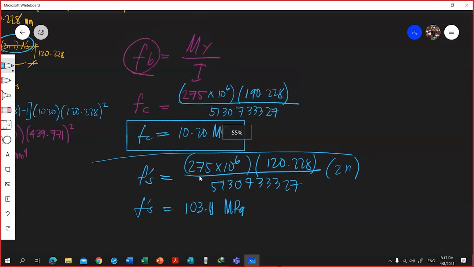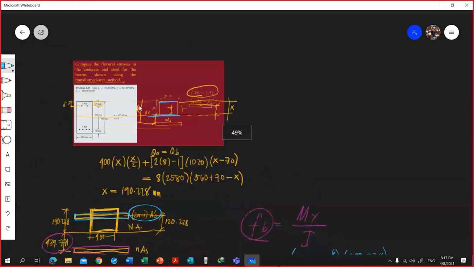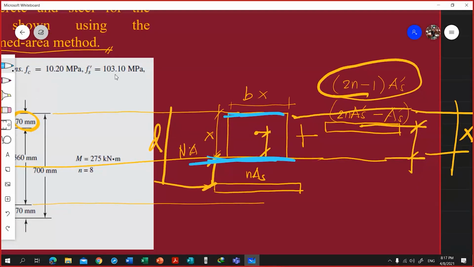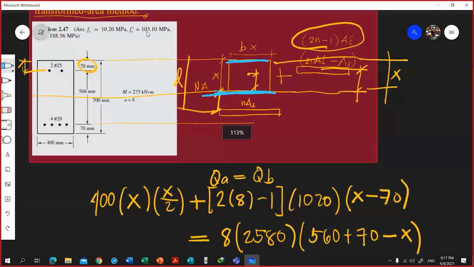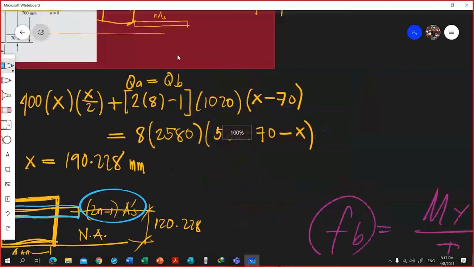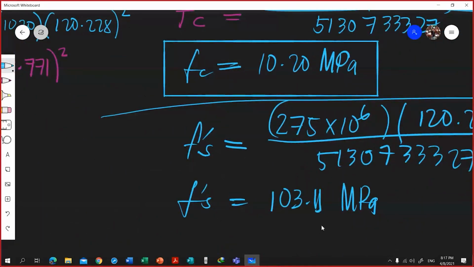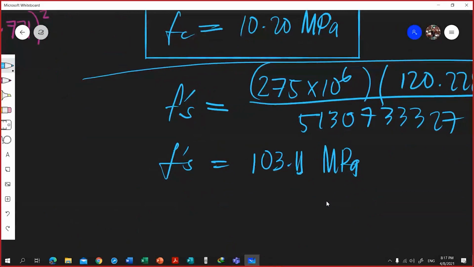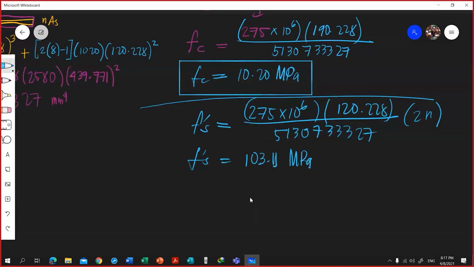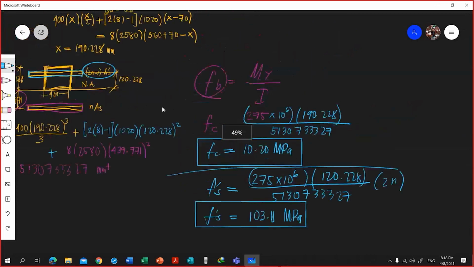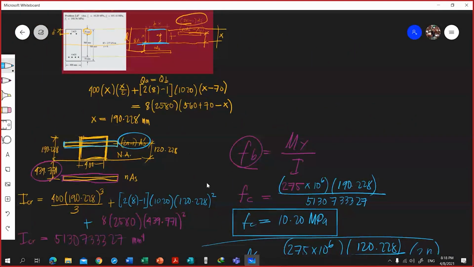Let me check our answer. 103.10 megapascal. So, you're wrong. Just kidding. The answer here is 103.10 and our answer is 103.11. So, it's just a discrepancy that could be neglected, maybe from our rounding off. This is our answer, Fs, the flexural stress of steel in compression, 103.11 megapascal.